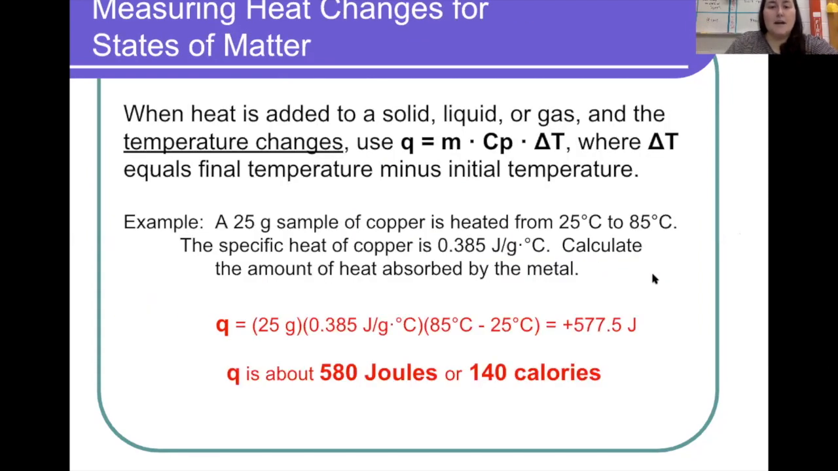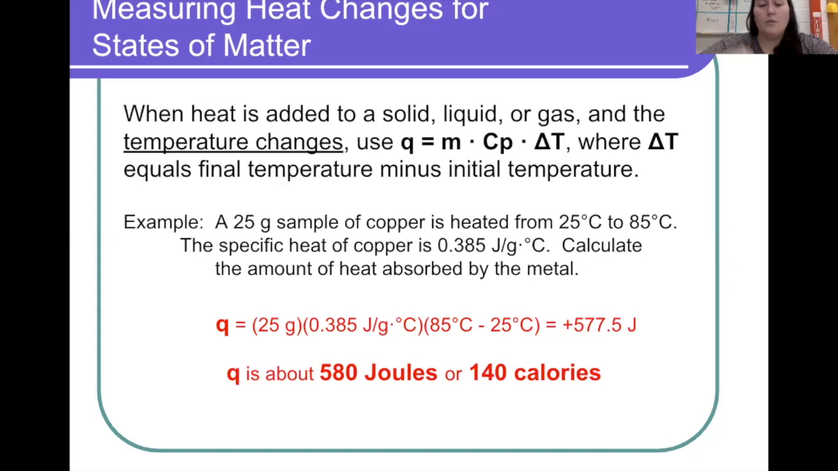Here's an example problem, and just ignore the work underneath. A 25-gram sample of copper is heated from 25 degrees Celsius to 85 degrees Celsius. The specific heat of copper is 0.385 joules per gram times Celsius. Ignore the furnace behind me that's kicking in. Calculate the amount of heat absorbed by the metal.